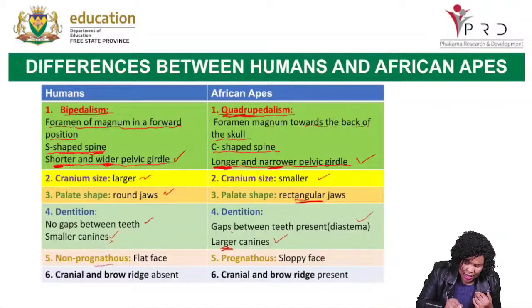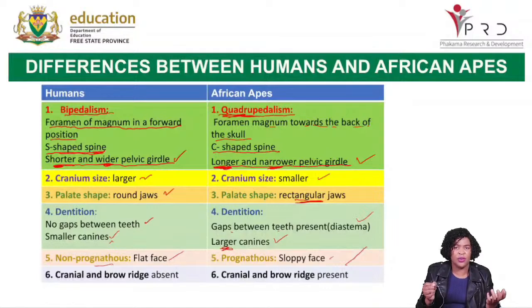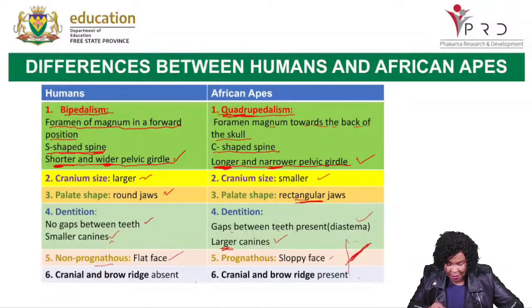Then prognathous. Humans have a flat face. African apes have a slopey face. You can just take your ruler. If your ruler is able to draw a straight line from the forehead to the chin, you know that is one of the human. But if you draw a straight line from the forehead to the chin and then there's a gap, then you see that there is actually a slopey face. Then you know that is one of the African apes.